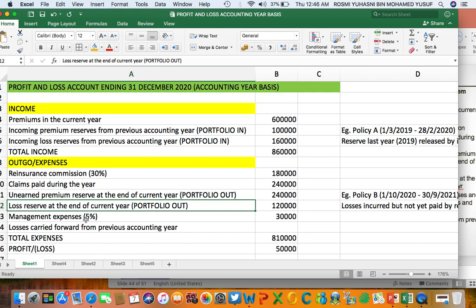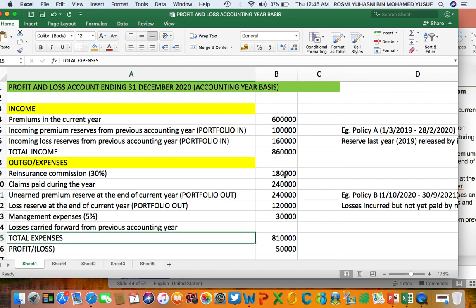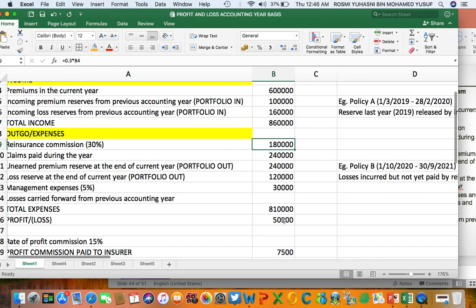Okay, management expenses incurred by the insurer is 5% of the premium. So this is also expenses incurred by the reinsurer. Losses carried forward: if there are losses, we have to register it here. In my example here, there is no loss from the previous year, so there is 0. And total expenses, if you sum up everything, you will get 810,000. So you minus income minus expenses, you get profit.